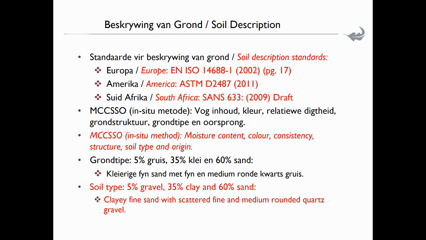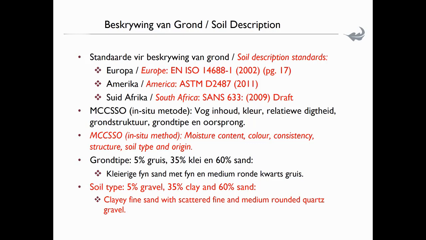It's an in-situ method where you look at the moisture content, the color of the soil, the consistency of the soil, what is the structure, the soil type, and origin. The soil type is whether it's a sandy, clay, or etc. Once you have taken the sample to the lab and you've done a sieve analysis, now you can get percentages, for instance, of the gravel and the clay and the sand, and the above description of 5% gravel, 35% clay, and 60% sand will be described as a clayey fine sand with scattered fine and medium rounded quartz.